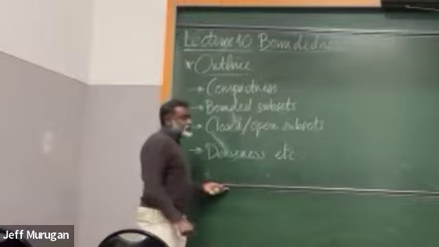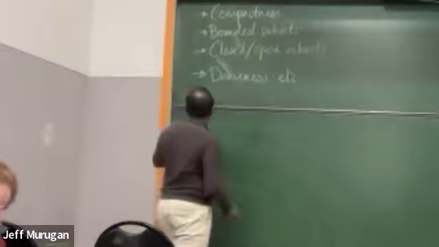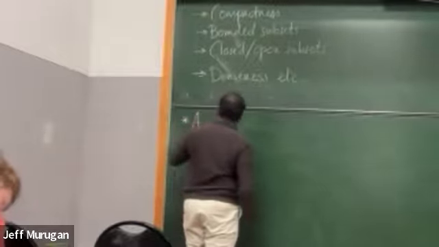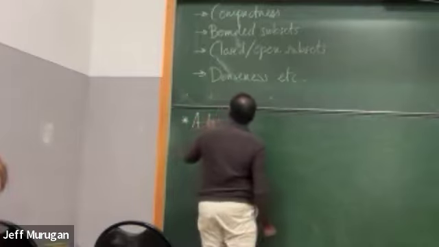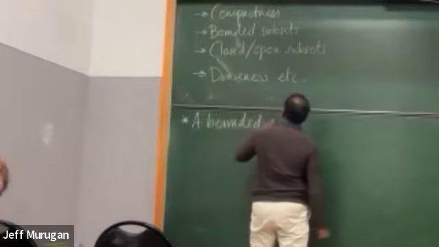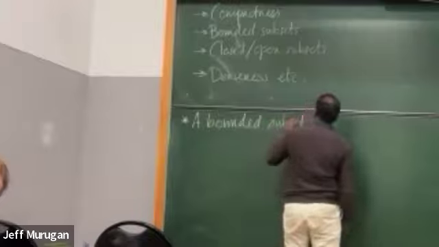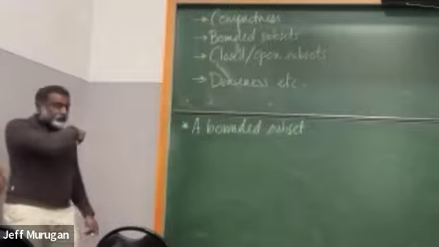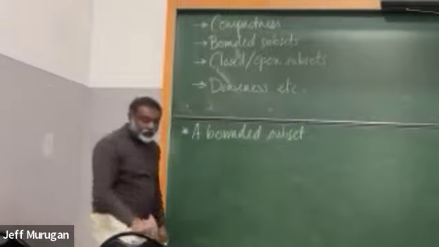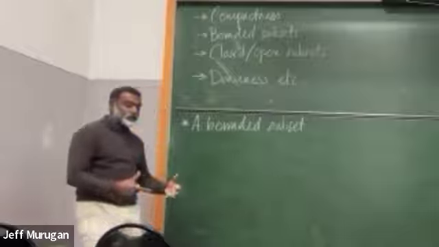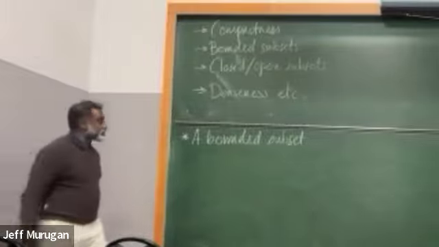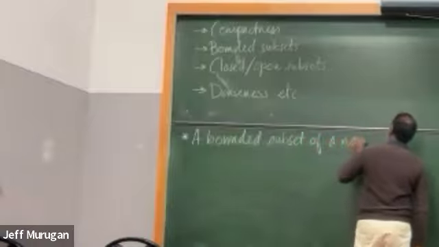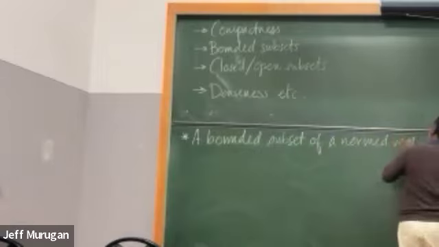Right, so a bounded subset then. A bounded subset of a normed vector space is some subset that can be enclosed in an open ball of finite radius.